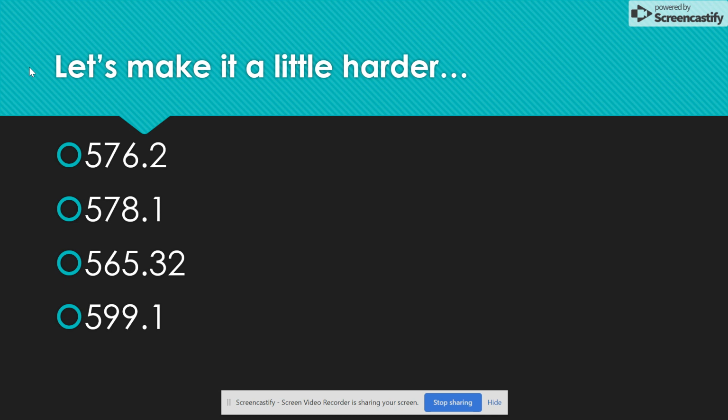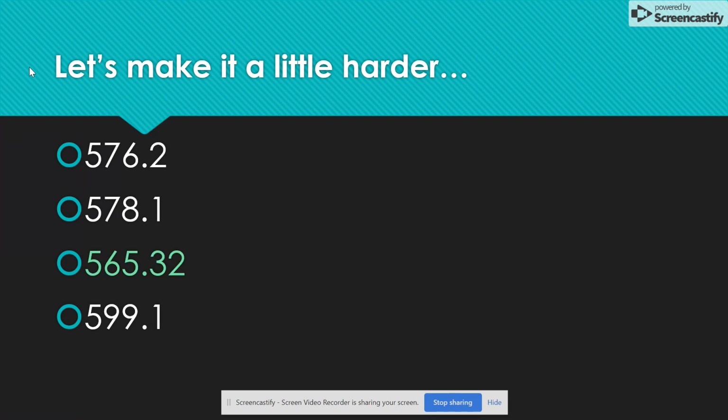If you notice, all of these numbers start with the number 5. So now we need to look at the second number: 7, 7, 6, and 9. Well, we know 6 comes before 7 and 9, so the first book in our series would be 565.32.